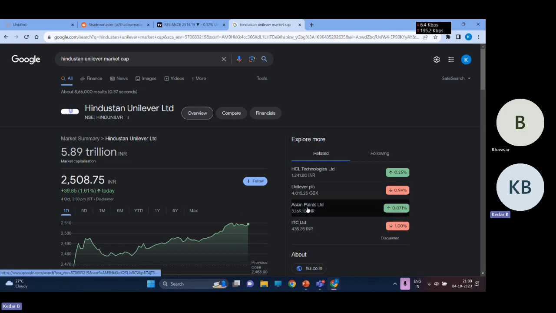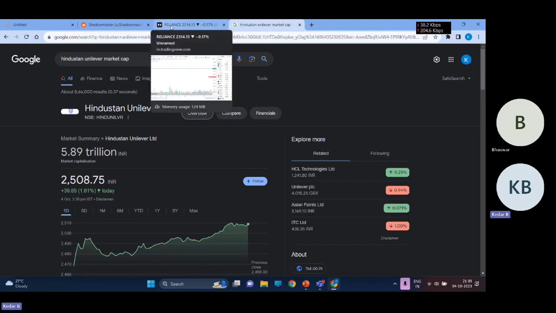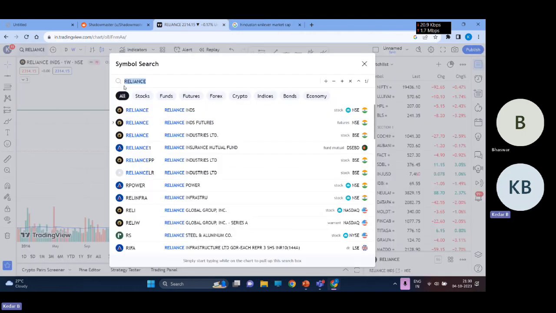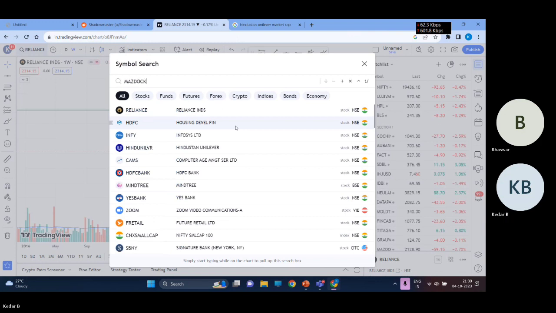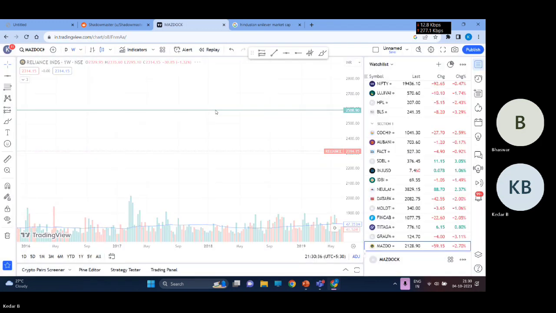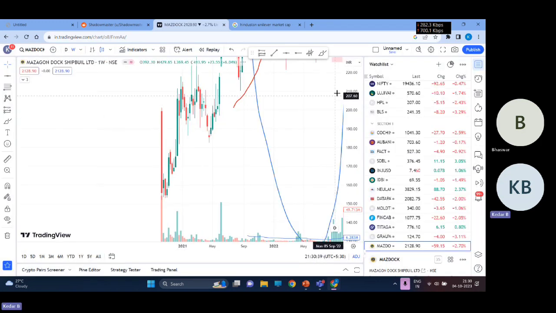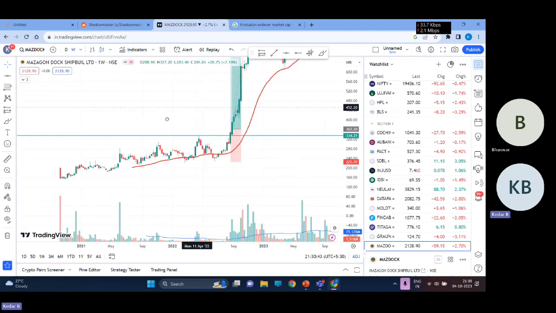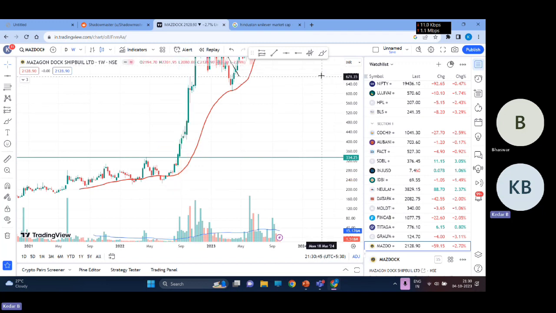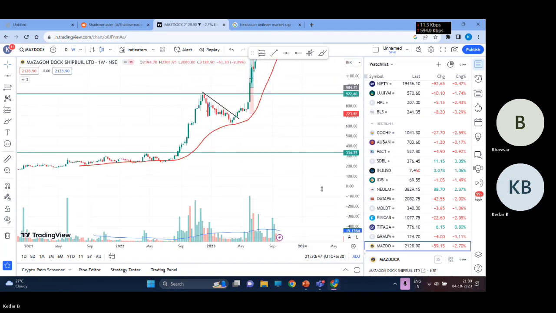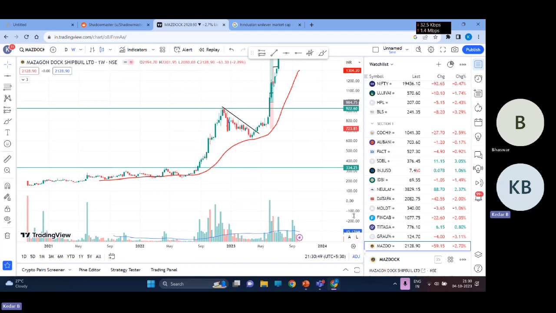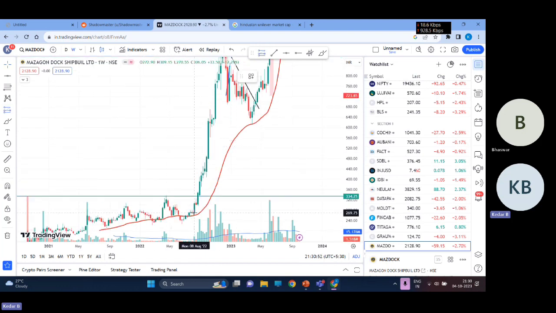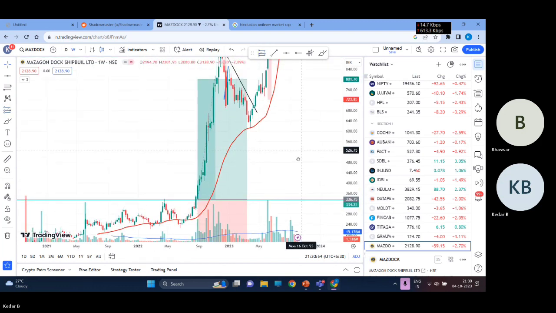Even Asian Paints, ITC, these are all huge companies. So which is why they don't give moves like these. I'll show you what moves I want. Just let me delete this. Okay. They don't give you fast moves like this.